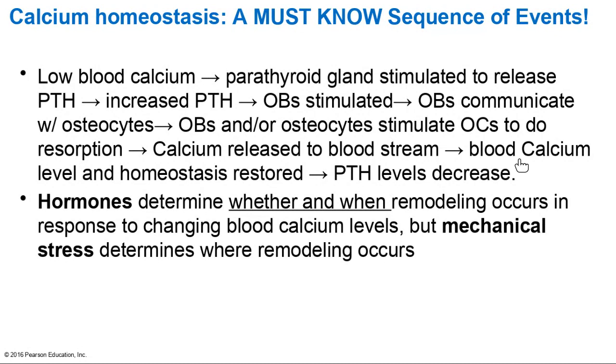Calcium is then going to be released to the bloodstream, at which point our homeostasis is restored and PTH levels will then decrease. So these hormones, PTH and calcitonin, and other hormones like GH, growth hormone, and testosterone, are going to determine whether and when we're going to have remodeling in response to blood calcium levels. But really, it's mechanical stress that determines where in the bone it happens, depending on where on the bone the increased stress is taking place.